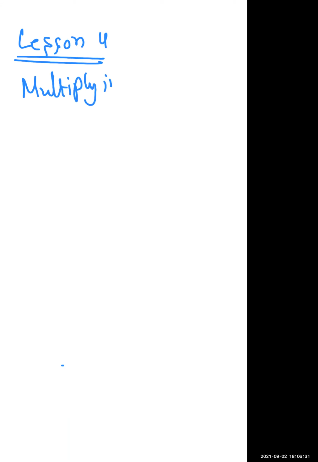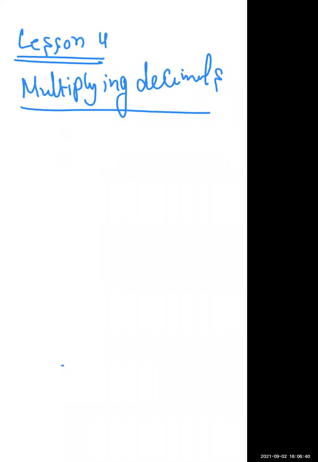Okay. Now lesson 4 in unit 1, which is about multiplying decimals. So multiplying a decimal number by a whole number, or even multiplying a decimal number by another decimal number. Actually, guys, in lesson 4, which is about multiplying decimals, there are very systematic steps to multiply decimal numbers. So first, concentrate well with me.